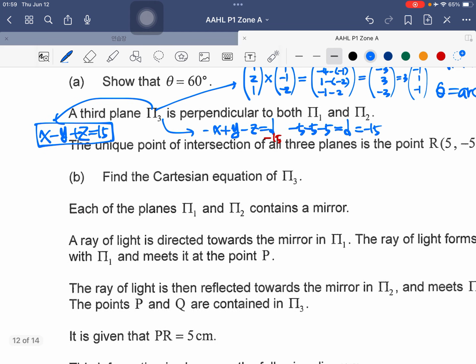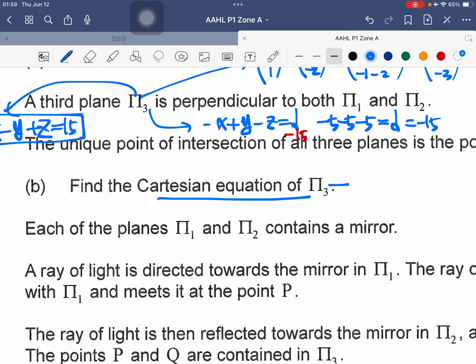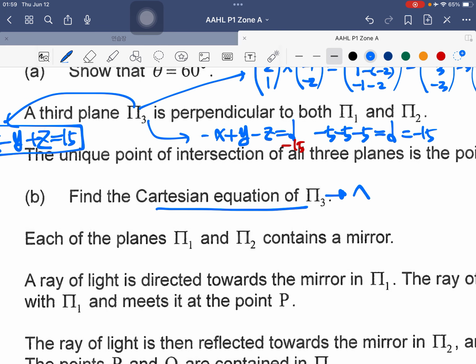Okay, find the Cartesian equation of pi 3. We already found it, right? So the pi 3 Cartesian equation is x minus y plus z equals 15.